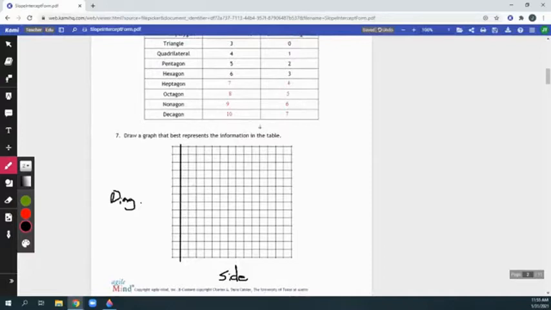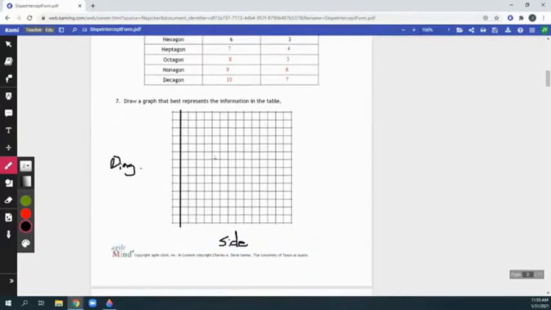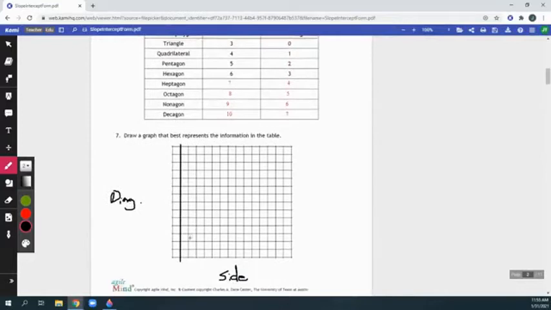And now we are going to notice that the number of diagonals starts at zero and goes up to seven. So let's make sure there's seven. I'm just going to go from here. Now, I didn't make the X be in the center. That's because I can see more this way. One, two, three, four, five, six, seven, eight, nine, ten.